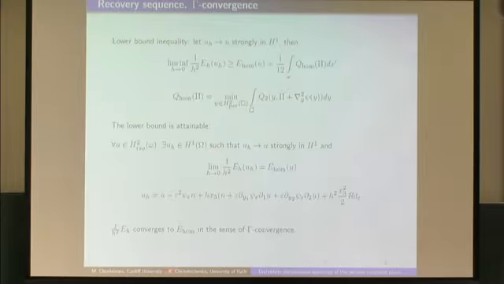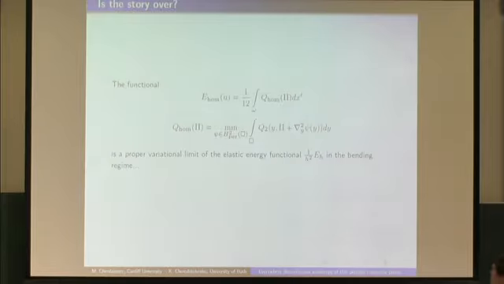It means that E hom is the exact lower bound. So the energies are attained by the energies of the original functional. Okay, so it is a proper variational limit. By the way, I've already mentioned that this approach is called gamma convergence of nonlinear functionals, introduced by De Giorgi quite a while ago, and very popular in the nonlinear community. Right, but is the story over?